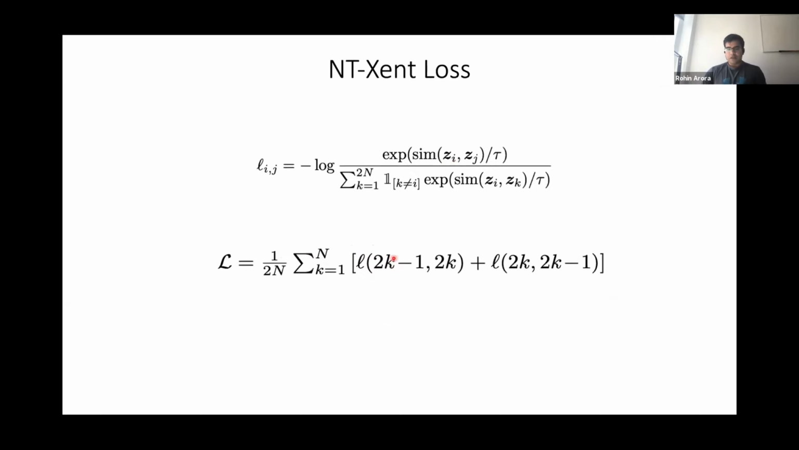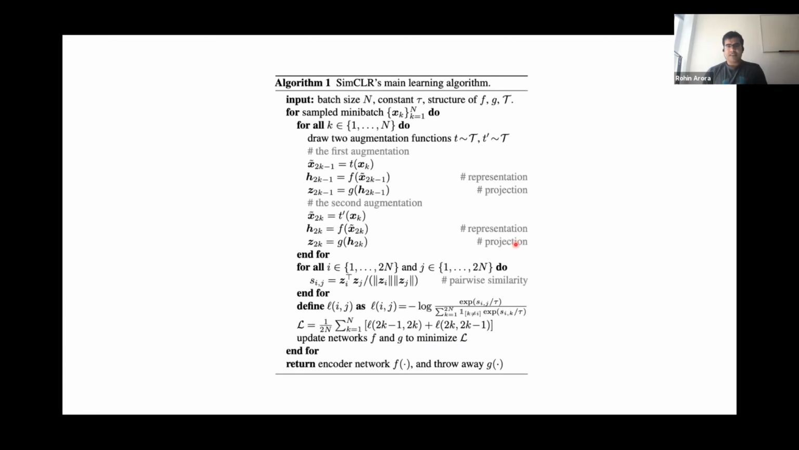That I have the first augmented version and I compare it with all the other negatives, and the second augmented version, and then I compare it with all the other negatives, and then I just average that over the entire data set. And this is the main algorithm. It is exactly the same as what I just explained. The implementation is really simple.